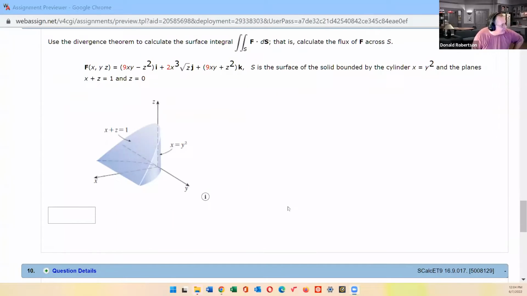And then I'll return back to my working. It's this picture here. So this sloping slice is the x plus z equals 1 guy. And this curved surface going that way is what x equals y squared looks like. And so the region that we're trying to generate is this region here, right?